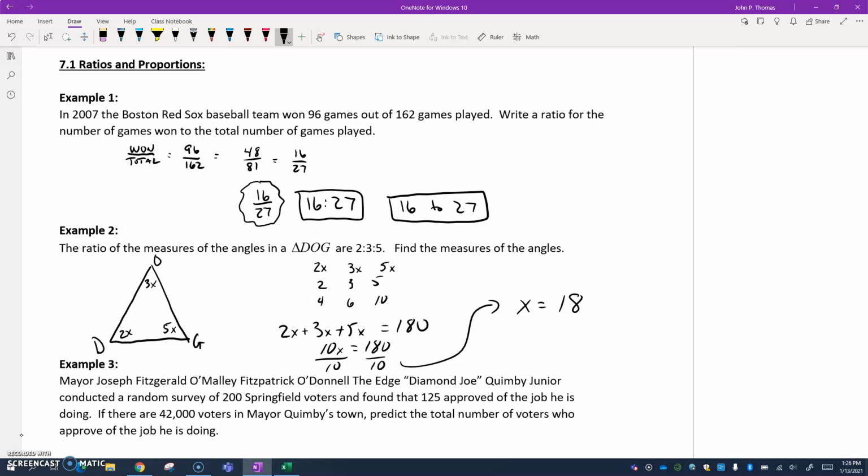Now, this didn't ask me for the x, it asked me for the angle. So when I look at this, 2 times 18 is 36. 3 times 18 would be 30 plus 24, or 54. And then 5 times 18 would be 90. And these are the 3 angles for this triangle. So we'll go ahead and label that answer.